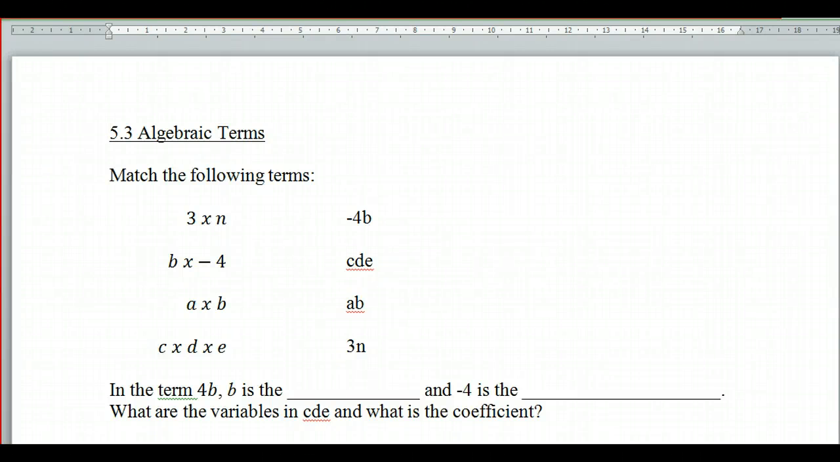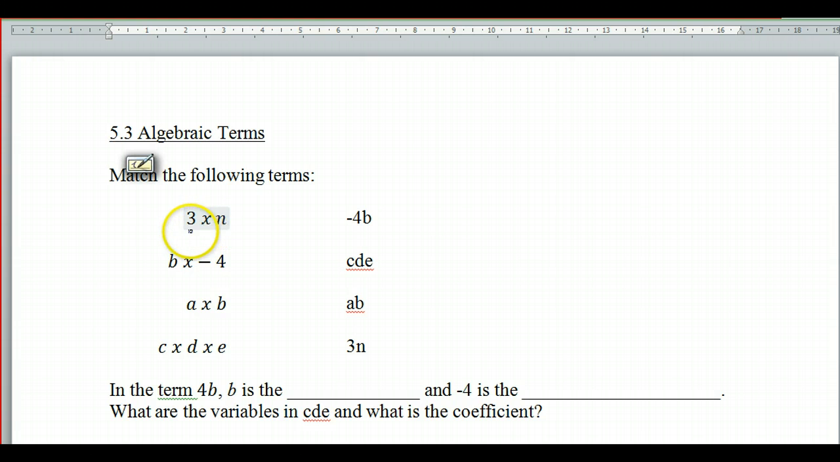Today we're going to do lesson 5.3, algebraic terms. So today we're going to be looking at algebraic terms, and we're also going to combine our operations to see if we can add, subtract, multiply, and divide our algebraic terms. Okay, let's do a quick review here and see if we can match the following terms on the left with the ones on the right.